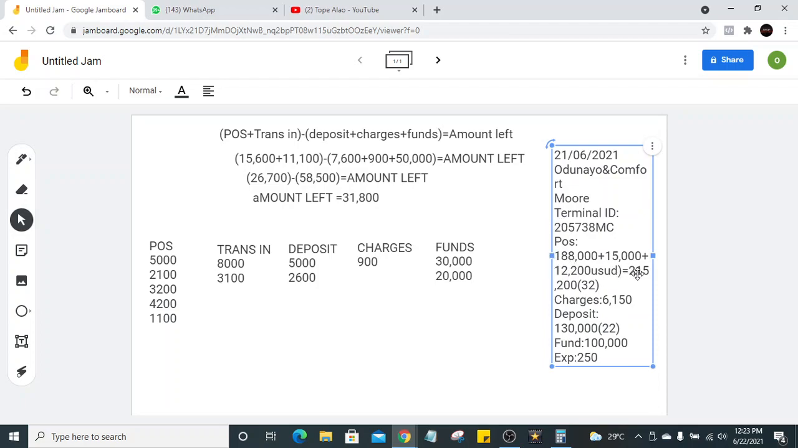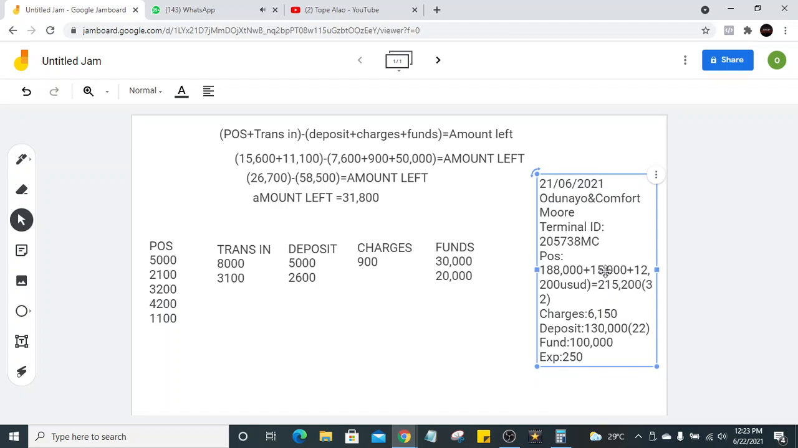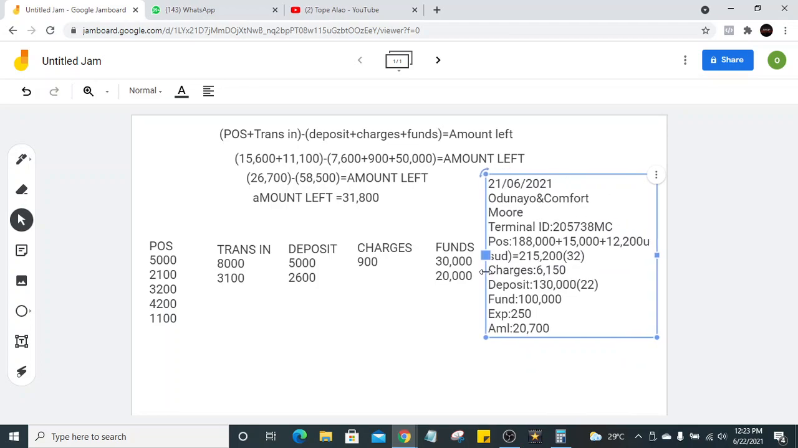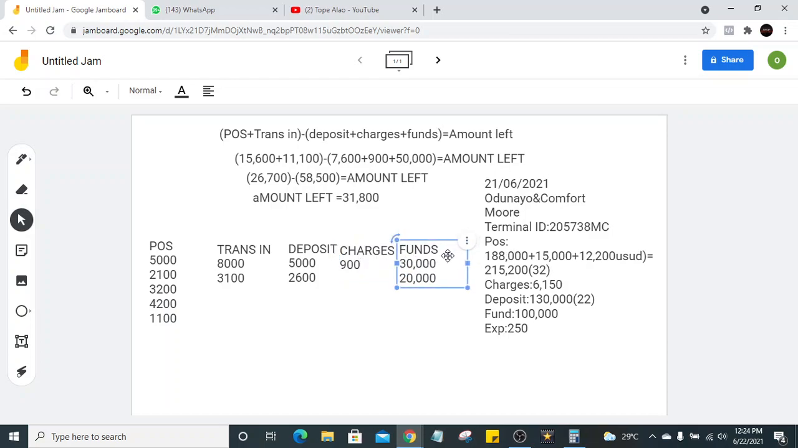So now this is the POS. Let's match everything. POS is here. Transfer in is the USSD. So I think she used two POS here, so you can add them together. I want everything to be on the same line so that you can see it. Let's drag this here so that we can see everything, so there won't be any mix-up.